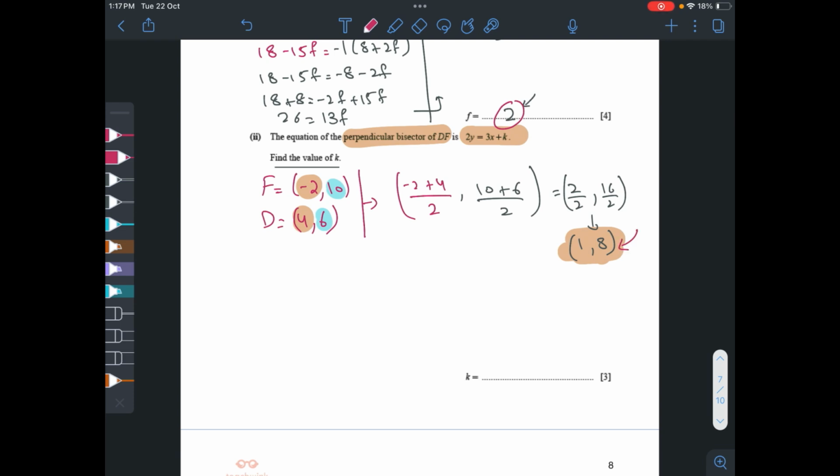So I plug these values of x and y in this equation. I plug in y in place of y, that is 2 times 8, and x in place of x, that is 3 times 1. That should give me k. 2 times 8 is going to give me 16. 3 times 1 is going to give me 3 plus k. So k is equal to 16 minus 3. K comes out to be 13. So the value of k is 13.